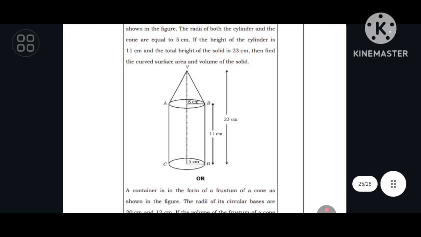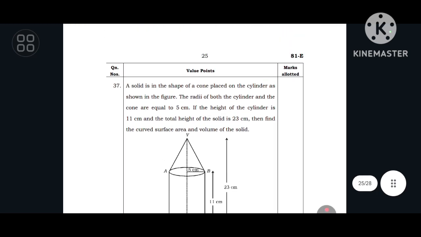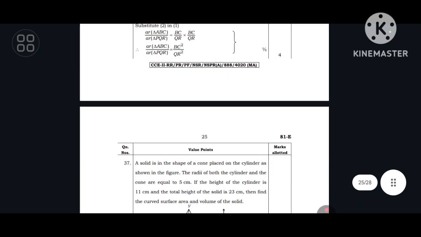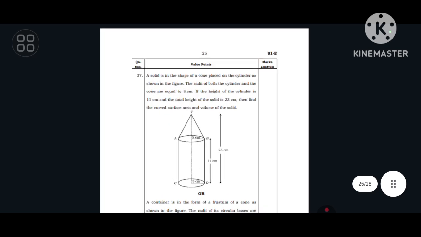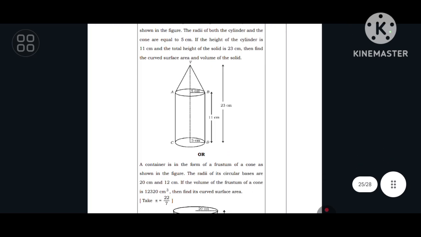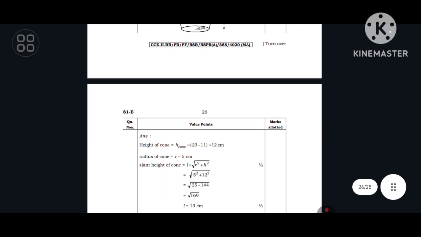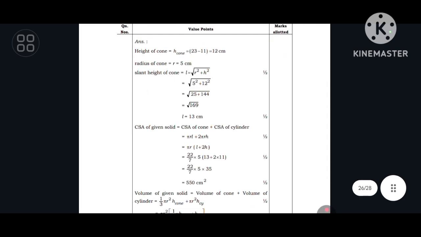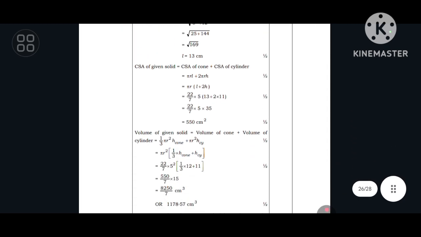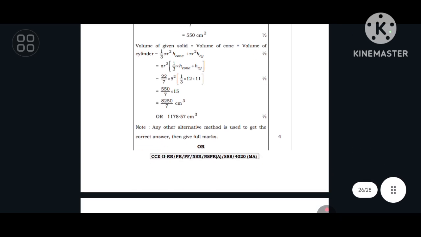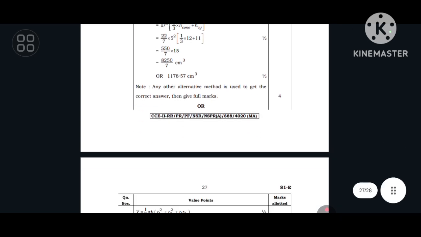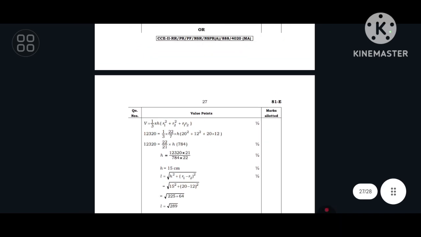This is from the chapter surface area and volume. This question they have asked for 5 marks, 5, not 4 marks. This question they have asked for 5 marks or 4 marks, we will see at the end how they have solved this. You can see the marks distribution at the right hand side. Sorry, this question they asked for 4 marks.